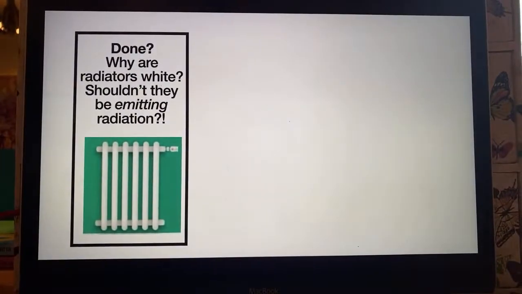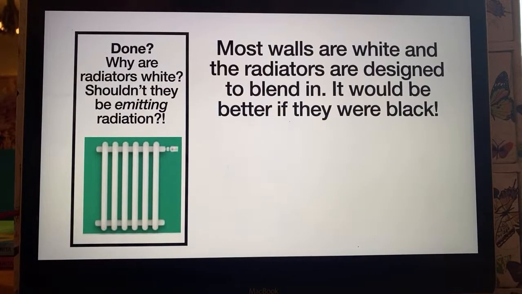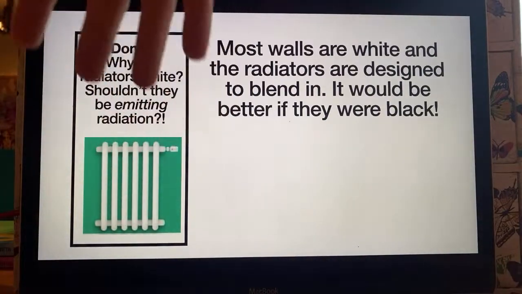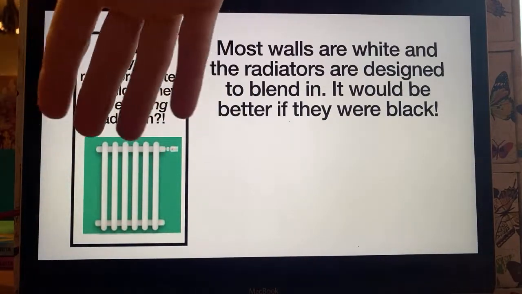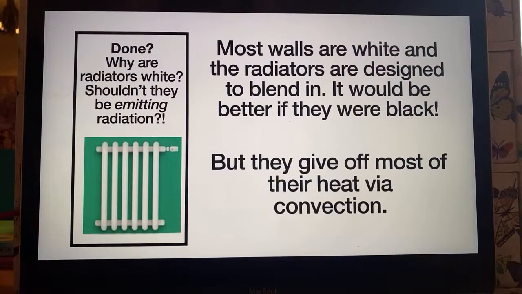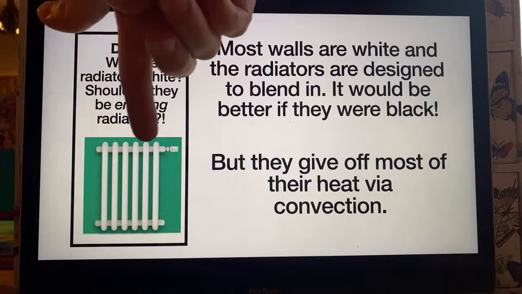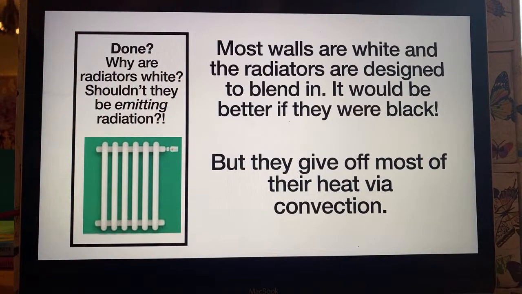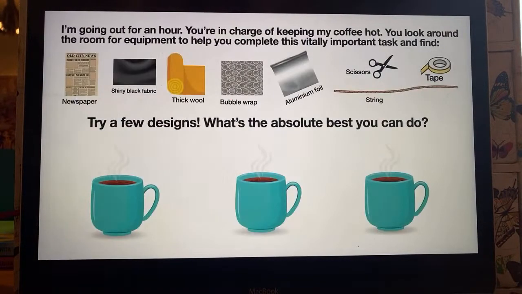Radiators. What is with radiators? Well, it's sort of a trick question, I suppose. Most walls are white, and radiators are really just white because they're designed to blend in. It would be better if radiators were black. You've got hot water inside the radiator, so it would be better if that hot water gave off radiation that was absorbed by the radiator and then emitted into the room. But it doesn't really matter because we learned last week that radiators, confusingly, work mainly via convection. They heat up the air above them, that air gets less dense and therefore rises, and cold air comes in to take its place, and so on and so on. So yeah, radiators. Working because of convection. I don't know. I didn't make these rules up.